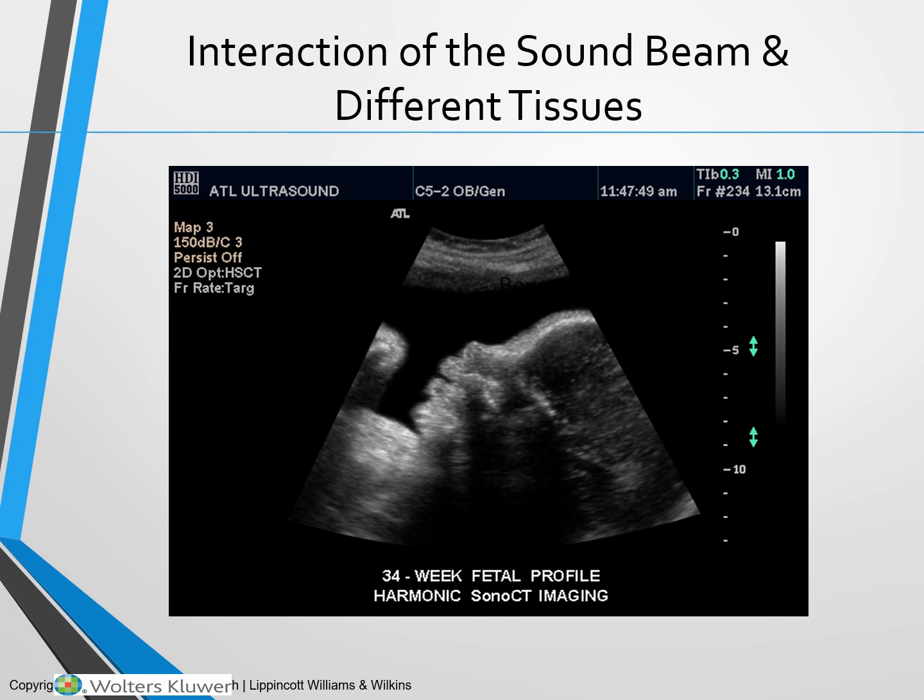So all of these things will show up differently on ultrasound depending on their tissue makeup. And with the trained eye, you'll begin to recognize these different structures.